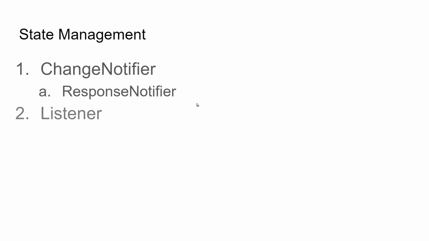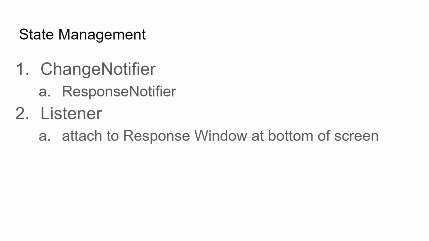Then the second piece is this listener. So we have a listener and we attach it to a widget. We're going to attach this listener to the bottom portion of the screen, which is our response window. And so when the variable in the first step changes, we then redraw the bottom window.